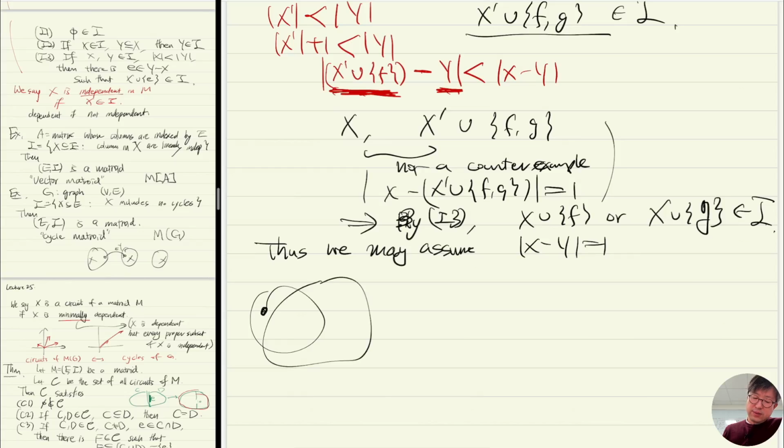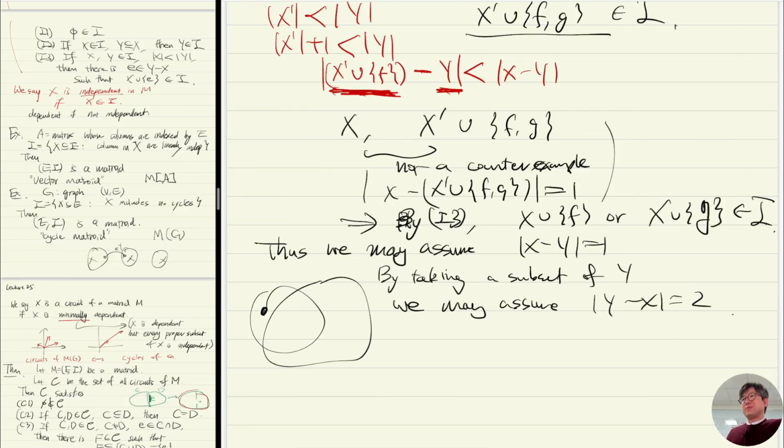So there's only one element. Now, by taking a subset of Y, we may assume that Y minus X has size 2. Okay, so let F and G be the elements of Y minus X. So this is E.